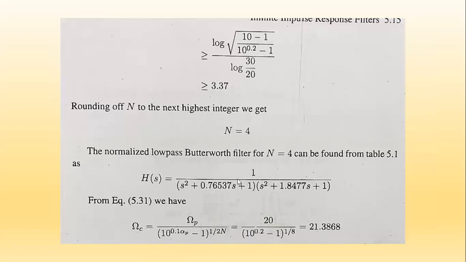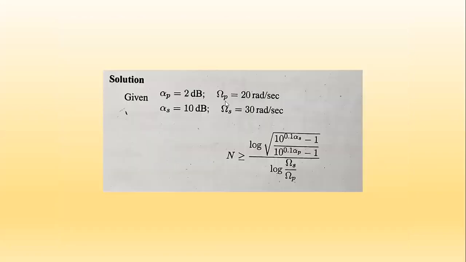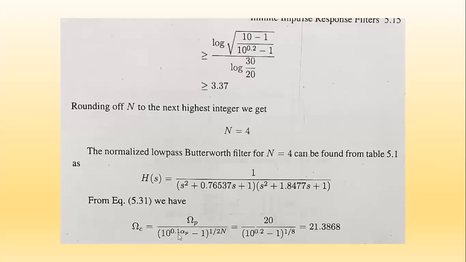Now, what is the next step? Substitute the value of s as s by the cutoff frequency. So you get the values of H of s for the particular type of filter. You get this value only for the cutoff frequency, so it is the normalized filter. But we are not interested in calculating the normalized filter. We are interested in calculating the filter for this type of specifications. So now, once you know the cutoff frequency is 21.38, I can substitute these values here.